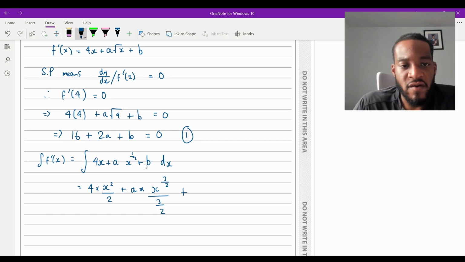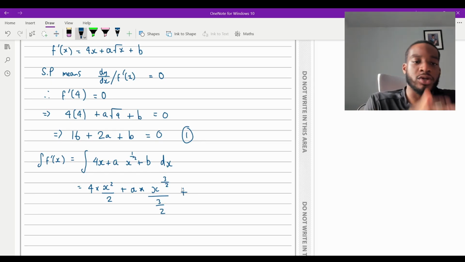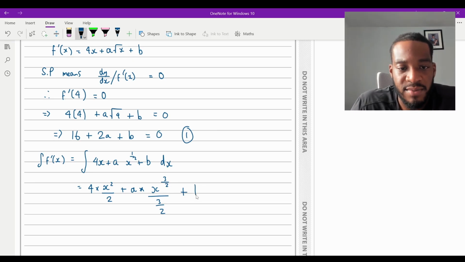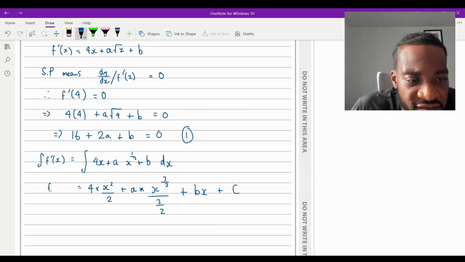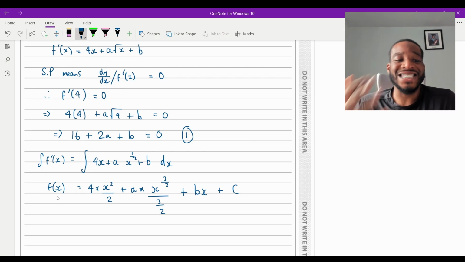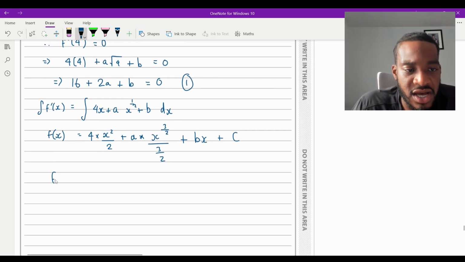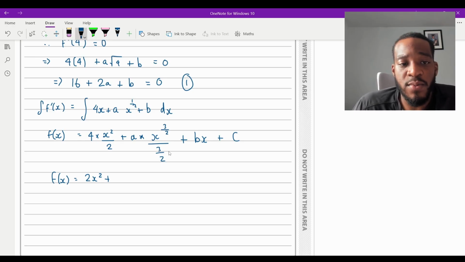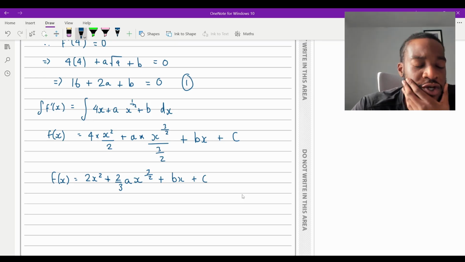And then plus, now we're integrating a constant. Whenever you integrate a constant, you just do the constant times the variable you're integrating with respect to. So it's just going to be bx. And then plus c, your constant of integration. So I'm going to call this f(x) now, because this is an expression for f(x). I'm going to tidy up. So f(x) will equal 4 over 2 is 2, so 2x squared, plus, when I divide by 3 over 2, that's the same as multiplying by 2 over 3. So it's going to be 2/3 a x to the 3/2, plus bx plus c. This is an expression for the function f(x).